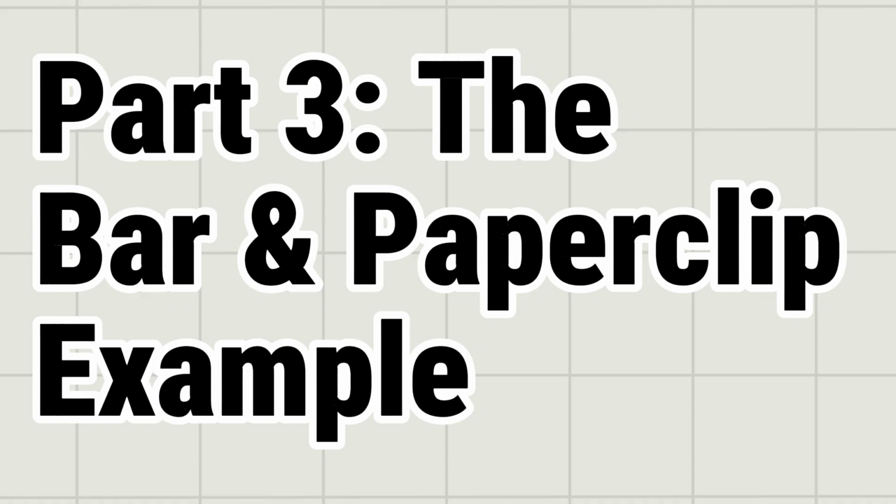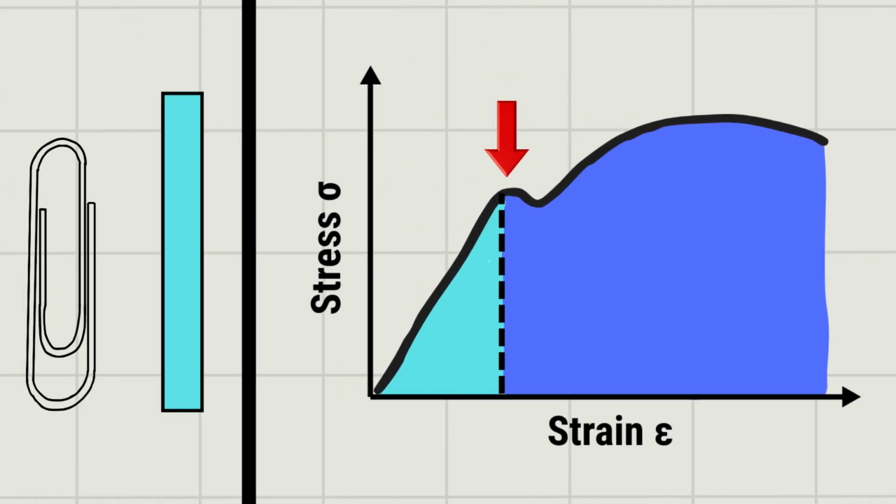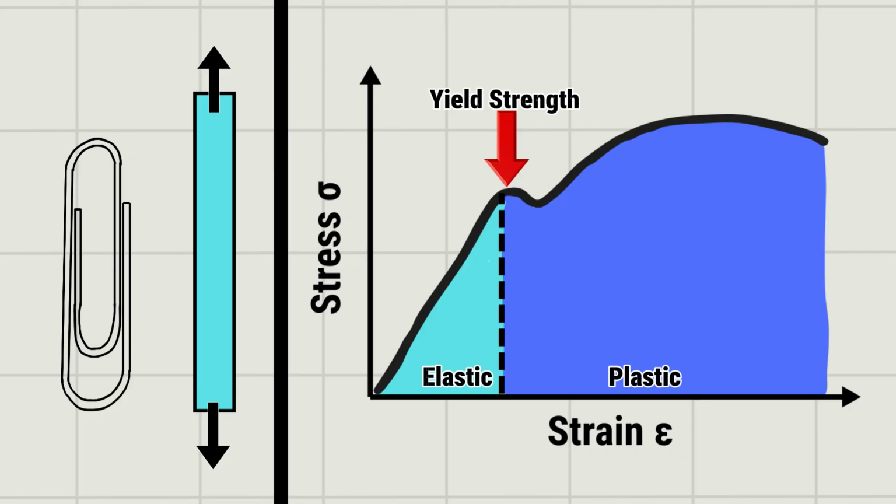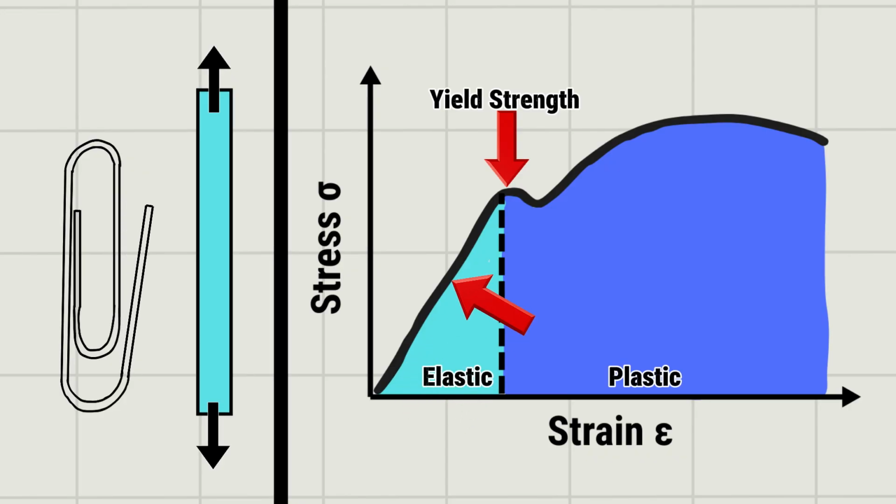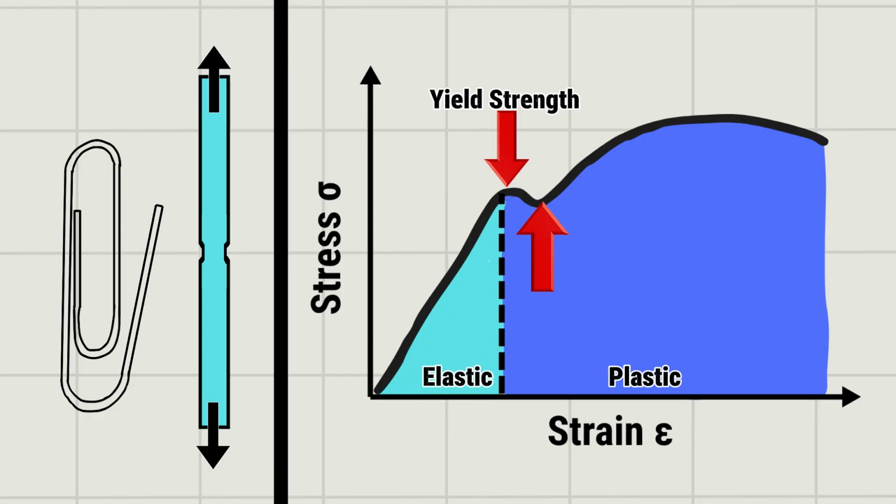Part 3. The paperclip example. Let's apply this to our paperclip to see engineering stress in action. When I bend this paperclip just a tiny bit, I am staying in the elastic region. The atoms inside the metal are stretching apart, but they haven't slipped past each other yet. When I let go, it springs back. But here, I pushed it too far. I exceeded the yield point. The stress was too high, causing permanent plastic deformation. The atoms have physically rearranged themselves.